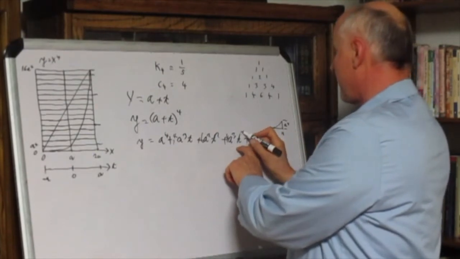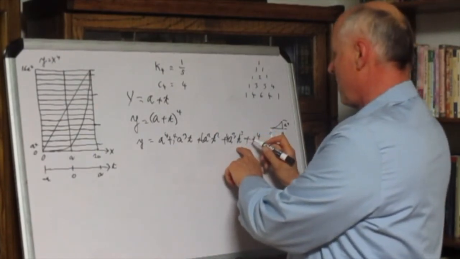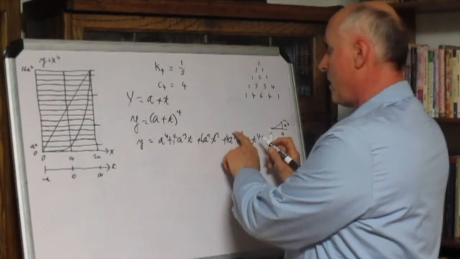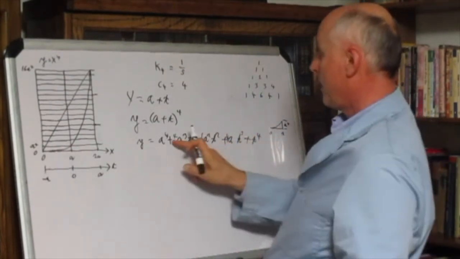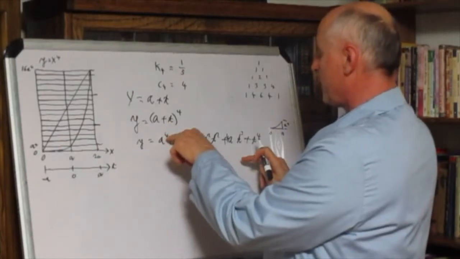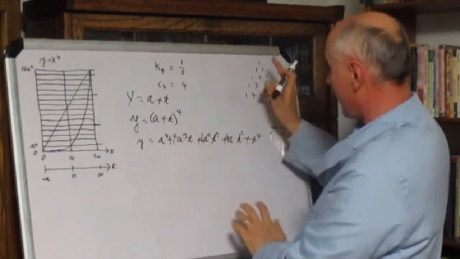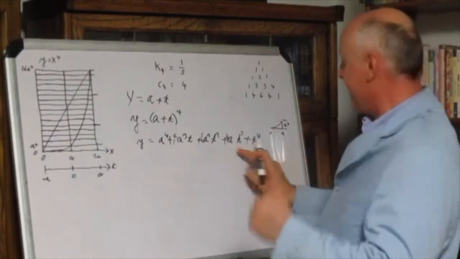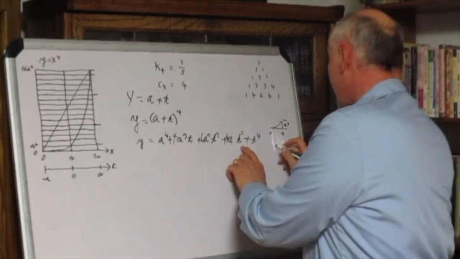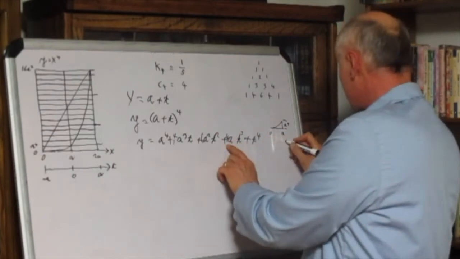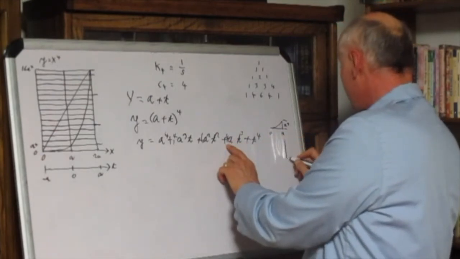t to the third. Oh, what am I doing? Obviously, I'm blowing it. This a has to decrease, t has to increase. Okay, I think I got it right. So we've got, here's the t to the third, and there's 4 of them. So we got to make that a little bit bigger.